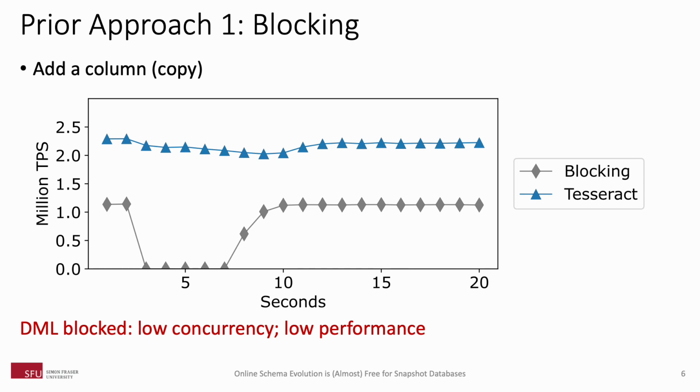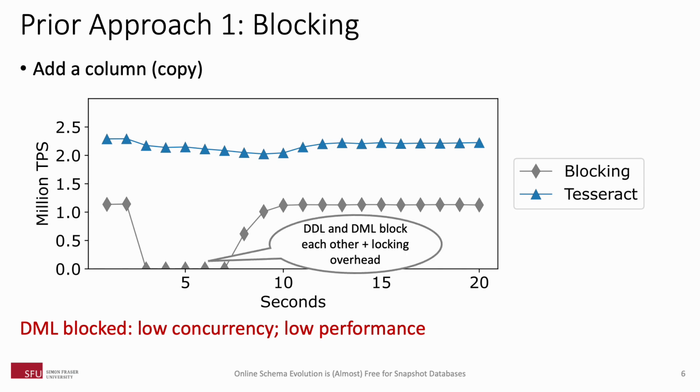The figure here shows the throughput per second in the micro benchmark. When doing DDL, which is adding a column here, the throughput of the blocking approach goes to 0. So the locking overhead is quite large here. The blue line here is our approach, which will be shown later.